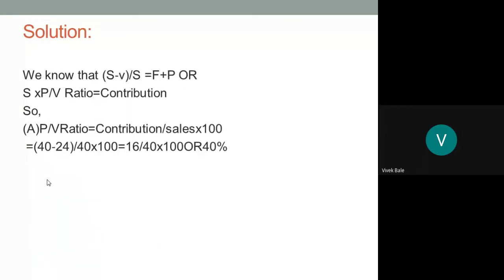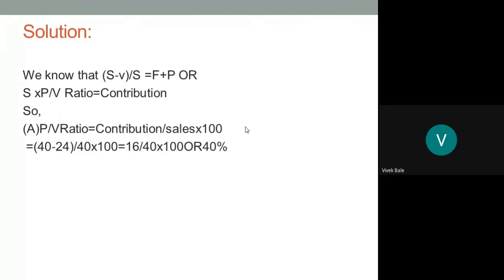And therefore, to calculate the PV ratio, we have sales minus variable cost divided by sales, that is fixed cost plus profit. It means that to calculate the PV ratio, you need to calculate the contribution. And to calculate the contribution, what is the formula? Sales into PV ratio. And to calculate the PV ratio, I am using the formula contribution divided by sales into 100. I hope everybody agrees with this formula. PV ratio is equal to contribution divided by sales into 100.